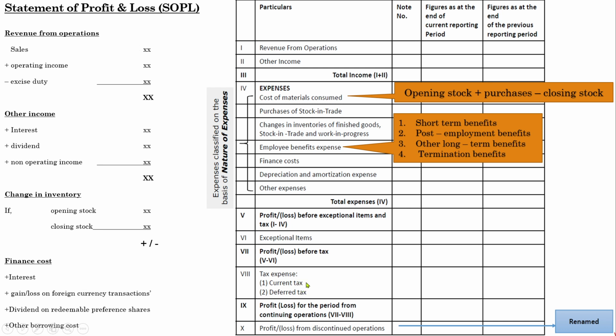Current tax means the amount of income tax payable in respect of taxable income calculated as per the Income Tax Act for a particular period. It will be mentioned in the question directly. Write down the amount. Next one, deferred tax is the tax effect of the timing difference. Timing differences are defined as differences between taxable income and accounting income for a period that originate in one period and are capable of reversal in one or more subsequent periods.